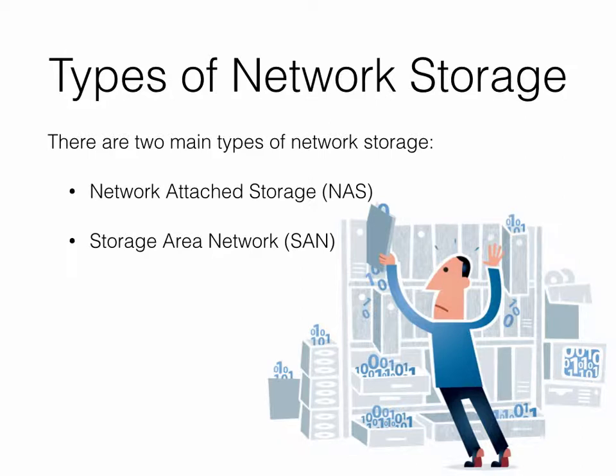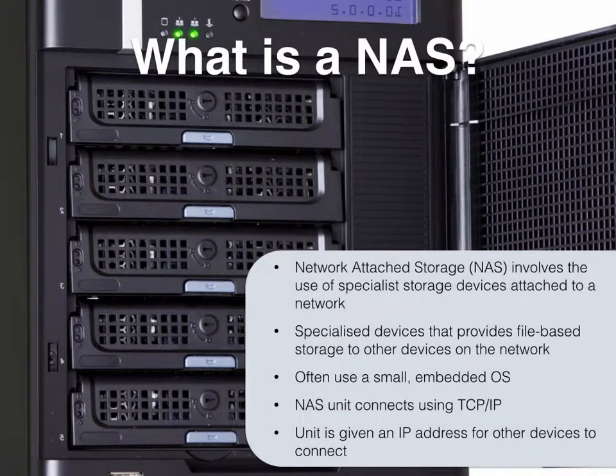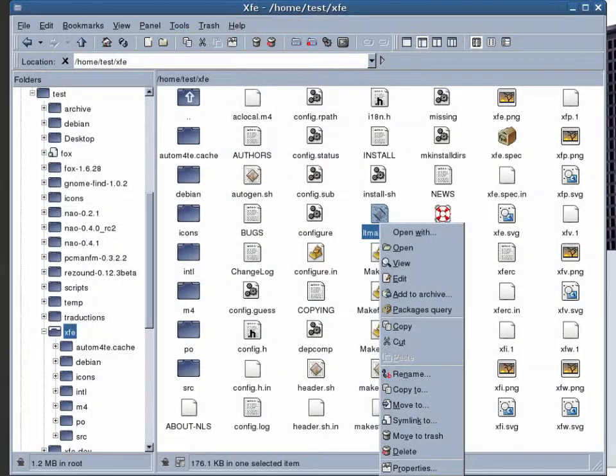There are 2 common methods of network storage, which are the storage area network, or SAN, and network attached storage, which is NAS. The NAS is a specialized server with a RAID array that is placed on the network for the sole purpose of providing storage to the users through the attached network. It usually uses a small embedded operating system and provides file-based storage to the other devices.